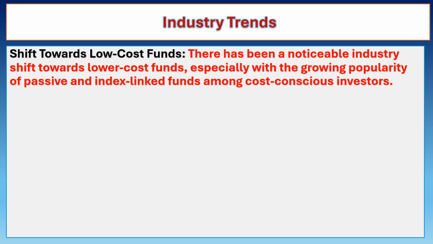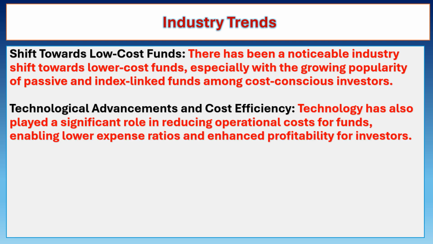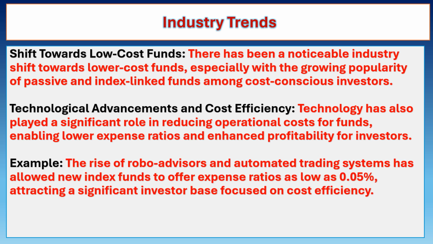Industry trends: shift towards low-cost funds. There has been a noticeable industry shift towards lower-cost funds, especially with the growing popularity of passive and index-linked funds among cost-conscious investors. Technological advancements and cost efficiency. Technology has also played a significant role in reducing operational costs for funds, enabling lower expense ratios and enhanced profitability for investors. For example, the rise of robo-advisors and automated trading systems has allowed new index funds to offer expense ratios as low as 0.05%, attracting a significant investor base focused on cost efficiency.